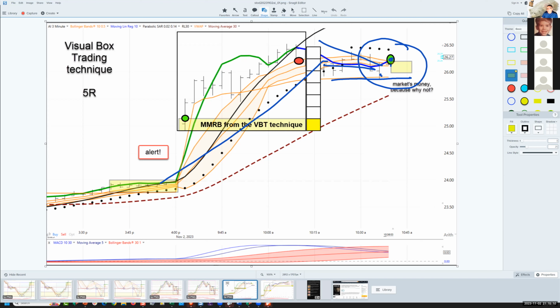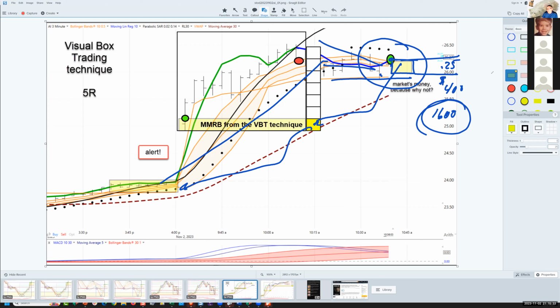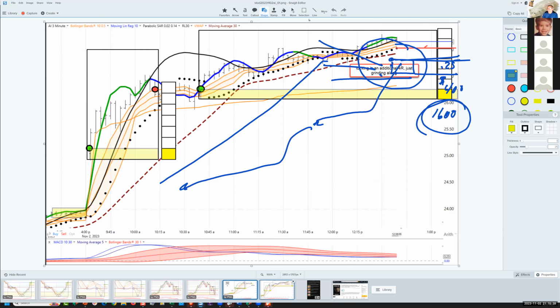I just buy it with the standard risk. That's the same risk as this. That's the same risk as this. That is about 25 cents. On $400 of standard risk, that's 1,600 shares right there. And then that gives this kind of a follow through.